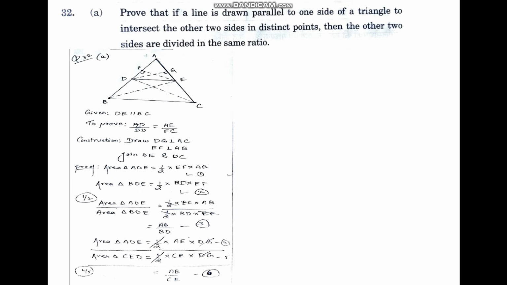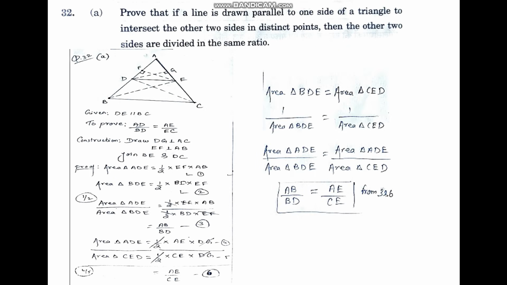Similarly, on the right hand side, area of triangle ADE upon area of triangle CDE will give us the ratio of AE upon EC. Now, area of triangle BDE equals area of triangle CDE. Why? Because they are two triangles lying on the same base and between the same parallels. Let us take the reciprocal: 1 by area of triangle BDE equals 1 by area of triangle CDE. Now let us multiply by area of triangle ADE on both sides, and on substituting the value, we have proved that AD upon DB equals AE upon EC.